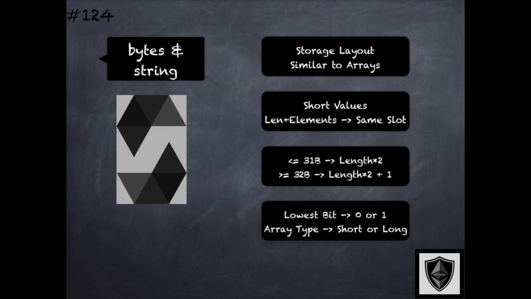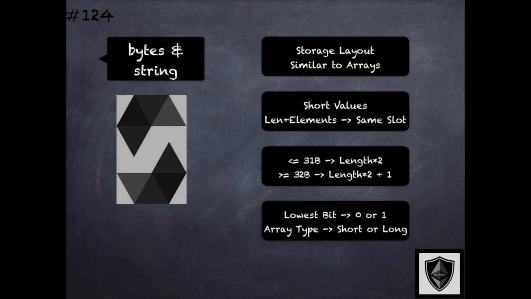And the distinction of whether the data values are stored within the same storage slot as the length, or if they're stored separately, is made by looking at the lowest order bit. If that is set, it means that they are stored separately. And if they're stored within the same slot as the length, then this bit will not be set. And this is because of the length being stored as length times 2 plus 1, or just length times 2.